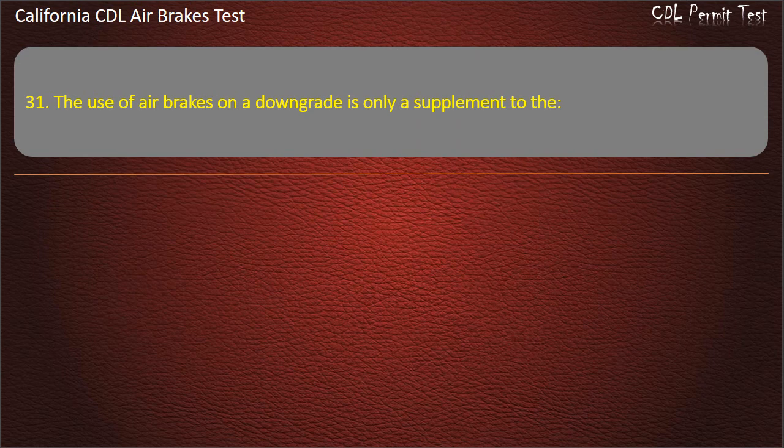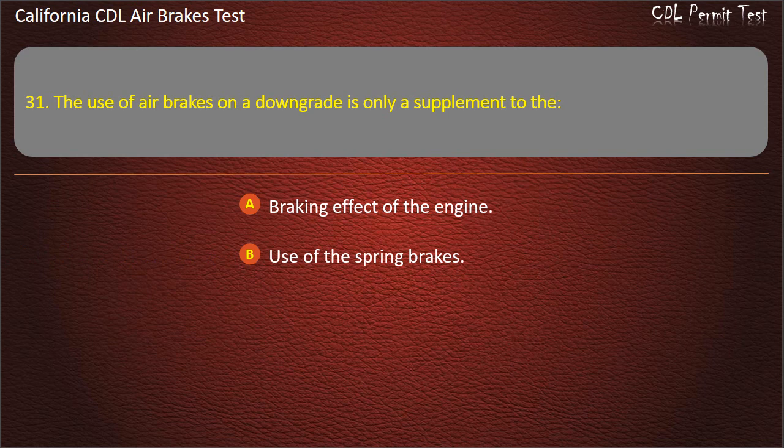Question 31. The use of air brakes on a downgrade is only a supplement to the braking effect of the engine, use of the spring brakes, or use of the front brake limiting valve. Answer. Braking effect of the engine.